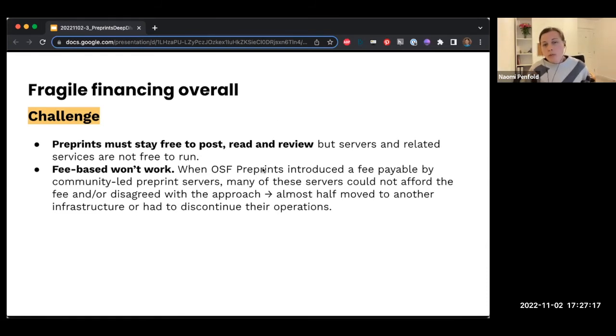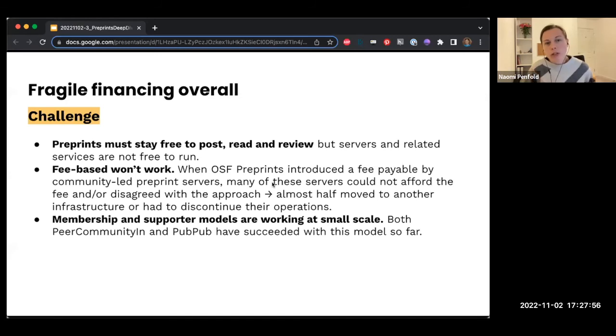We know from what's happened in the space so far that charging a fee based on the server volume itself, or trying to charge those running the servers if they're using shared infrastructure, is going to be challenging. So OSF preprints have tried this. We know you're in the room with us here today. And when this happened, almost half of the servers that were using this service had to discontinue their operations, at least for the moment, and some have moved to other infrastructure because they just couldn't afford the fee or they disagreed with the approach. So this is a model that's probably not going to work with this community.